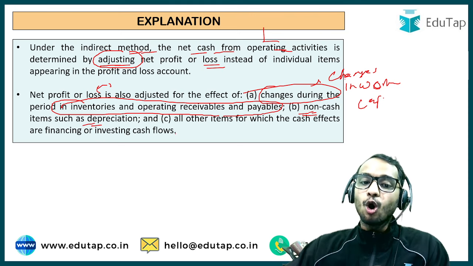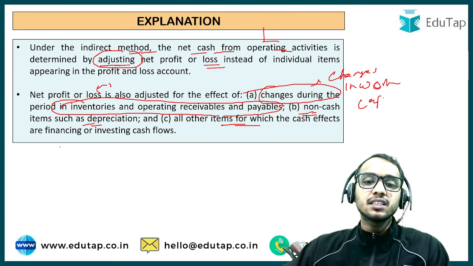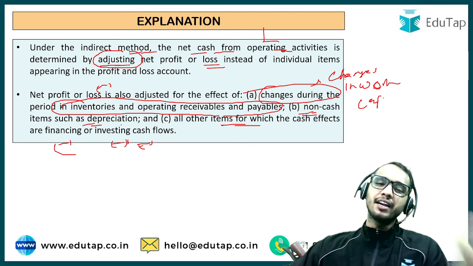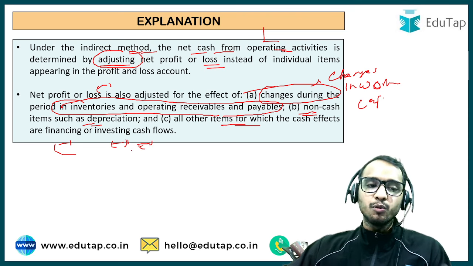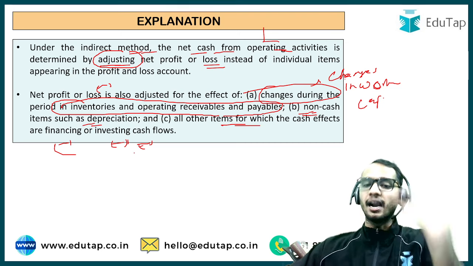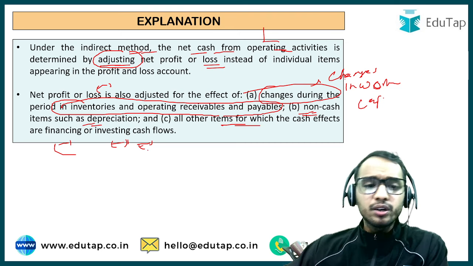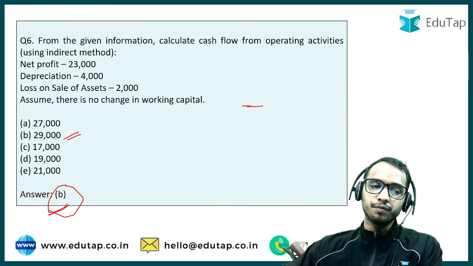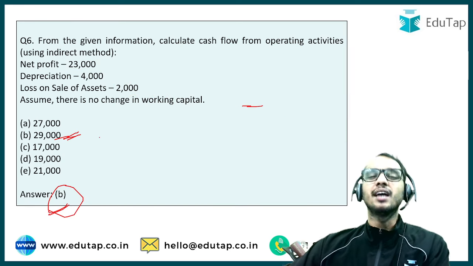C point is all other items for which cash effects are financing or investing cash flow. So this is the same. If some item is there which is basically investing or financing, that you have adjusted in calculating net profit, you have to adjust that as well. Okay, so all the non-cash and non-operating items you have to adjust, and we did so, and we have got our answer as 29,000. Very easy.